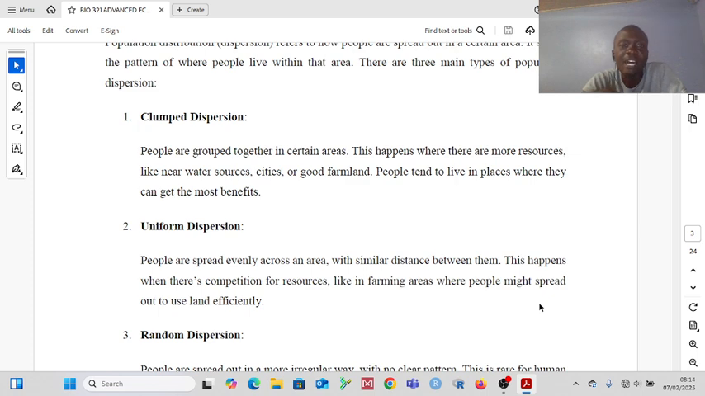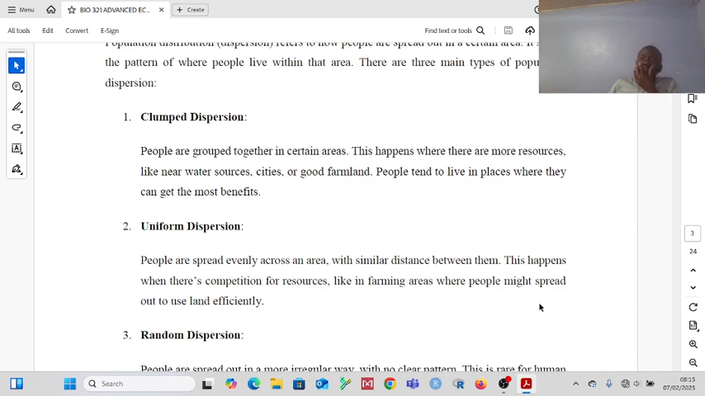Okay, so with the clumped, it means you find people grouped together just in certain areas, and what determines that is the nature of resources that people want. Is it water? Is it city life? Is it security? Is it a school? So you'll find people tend to move closer to a place where they can derive the most benefits. Okay, so that is a clumped distribution or a clumped dispersion.